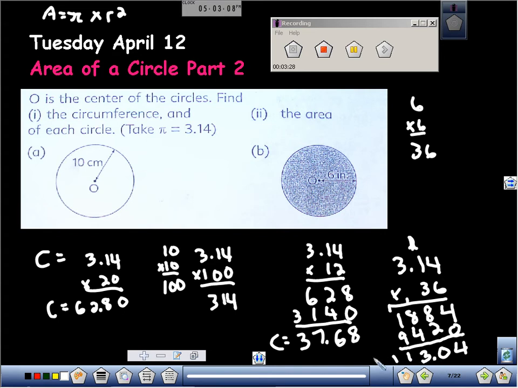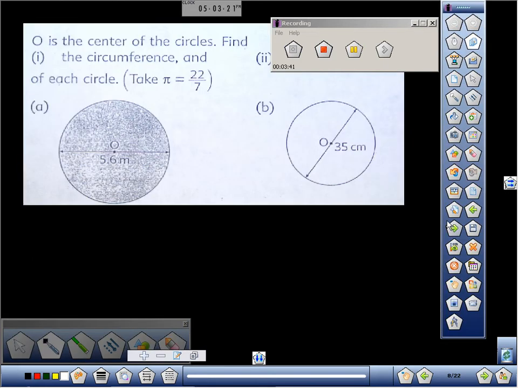So the area equals 113.04 inches squared. This one would have been centimeters squared. Okay. Now let's go on to this second part here.